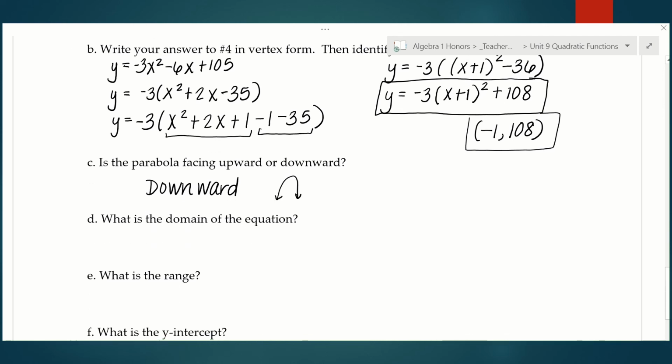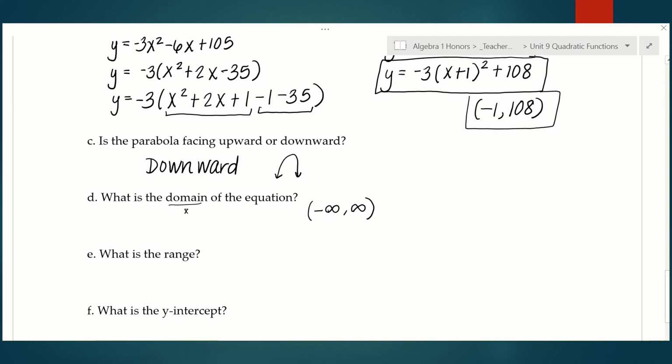Okay, what is the domain of the equation? So if we think about domain, we're thinking x values. What's the furthest left and the furthest right that our graph goes? And with any parabola, we're going to have our domain be from -infinity to infinity.